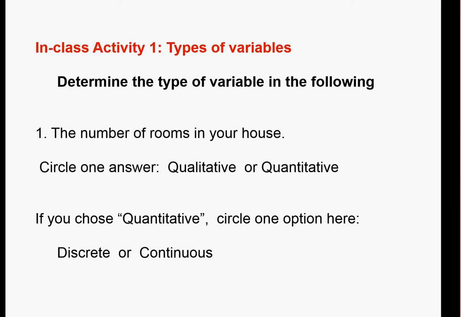You don't have a house that has 2.79 rooms. So they all take whole numbers or integers. So this is a quantitative variable. Also, it is a discrete quantitative variable.